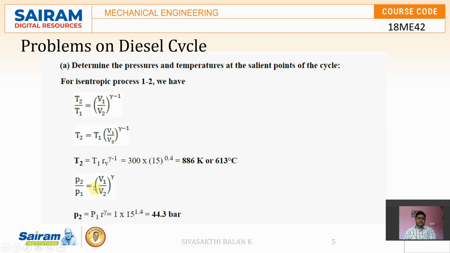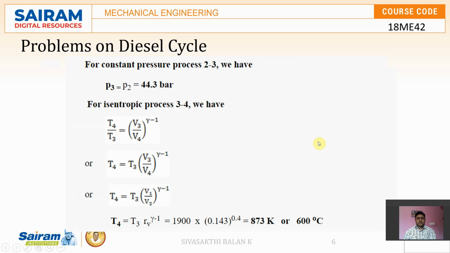Similarly, P2 by P1 is equal to V1 by V2 to the power gamma. We can easily find the unknown P2 by substituting the known values of P1, V1 and V2. We will get the value as 44.3 bar. Now, consider the process 2 to 3. It is a constant pressure heat addition process. Since the pressure is constant, P3 is equal to P2, that is 44.3 bar. We also know that the temperature at point 3 is the maximum temperature, and it is given in the problem itself, that is 1900 K.